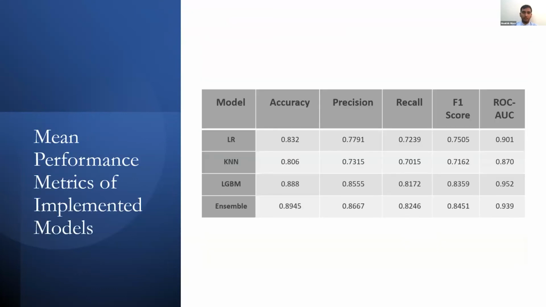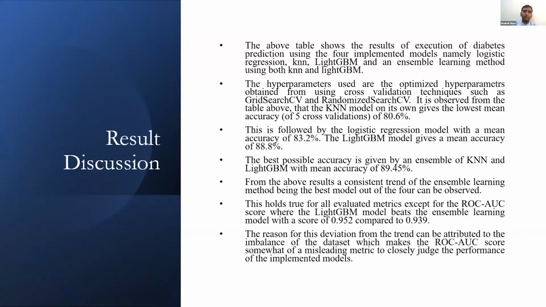All the performance metrics that were obtained before, we've just tabulated here. One discrepancy that we found is that the light gradient boosting machine beats out the ensemble technique in the ROC AUC metric. A reason for that is that the data set is quite imbalanced, and hence the ROC AUC does not actually provide a good metric standard for imbalanced data set. Hence, this explains the discrepancy that we found there.